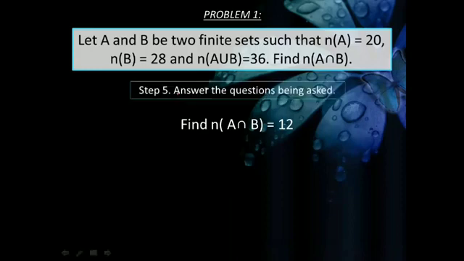Then step 5 is to answer the question being asked. The question is to find the number of elements of the intersection of A and B, which is 12. And that is the answer. Another example is presented in our Google Slides.